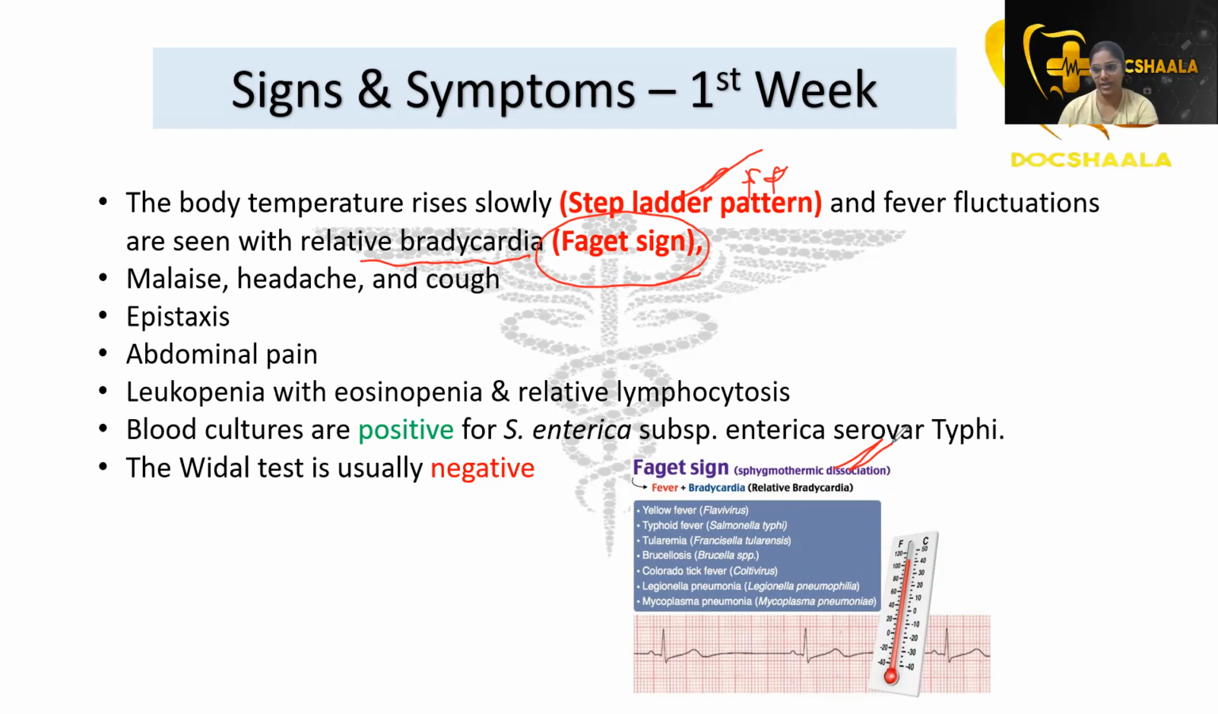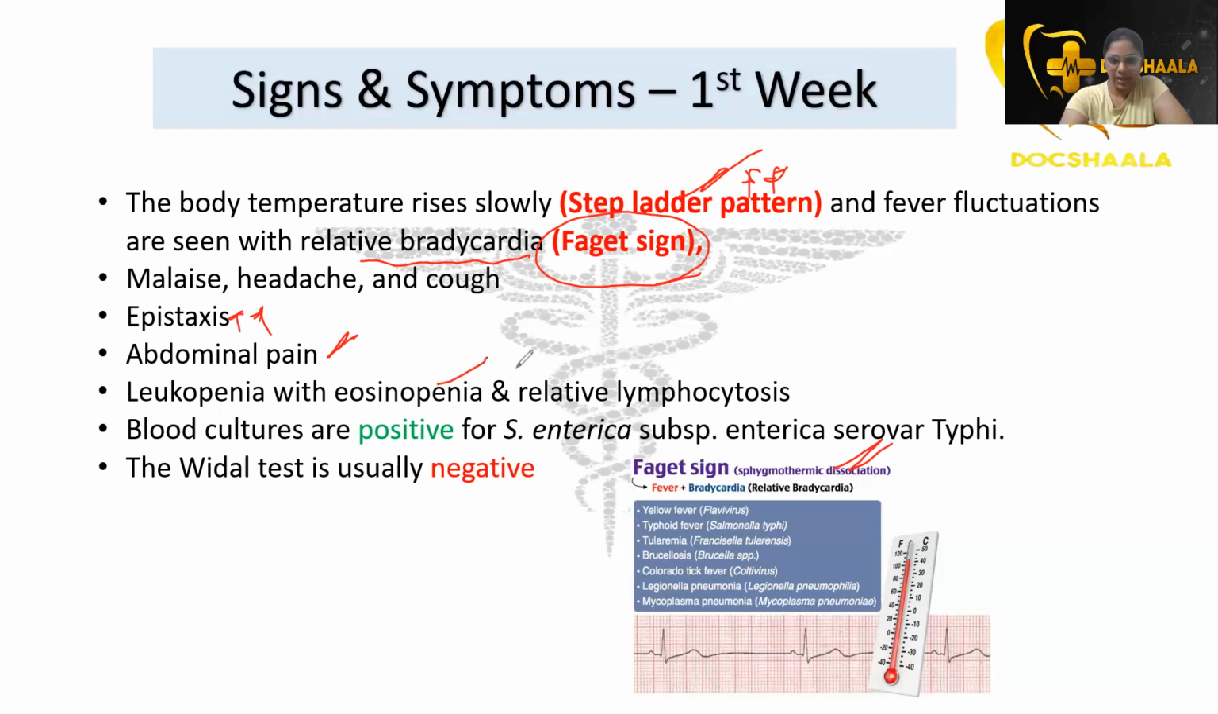That is relative bradycardia. It is seen in yellow fever, typhoid fever, tularemia, brucellosis, Colorado tick fever, Legionella pneumonia, and Mycoplasma pneumonia. These are some of the examples, but there are other examples also which show Faget sign, but I have just listed a few here. Along with that, during the first week, the patient will experience malaise, cough, and headache. Epistaxis might also be seen in a few, and abdominal pain.